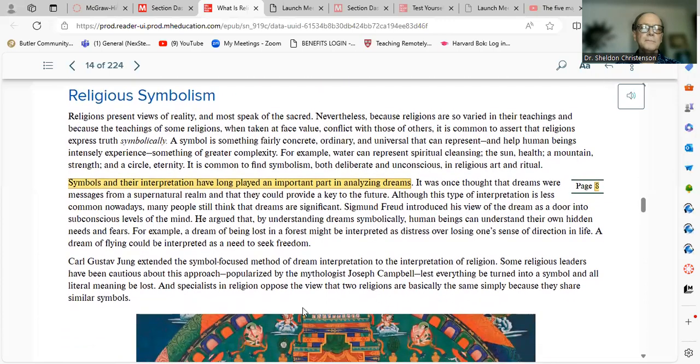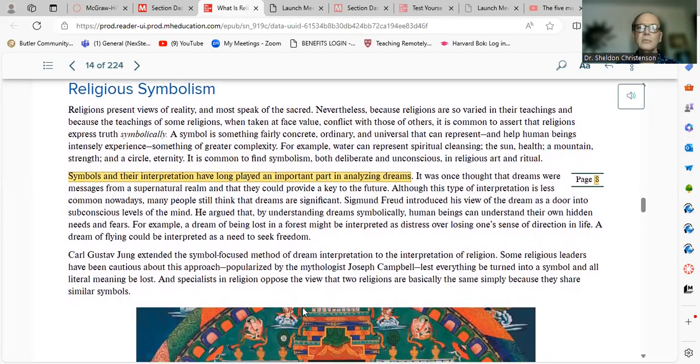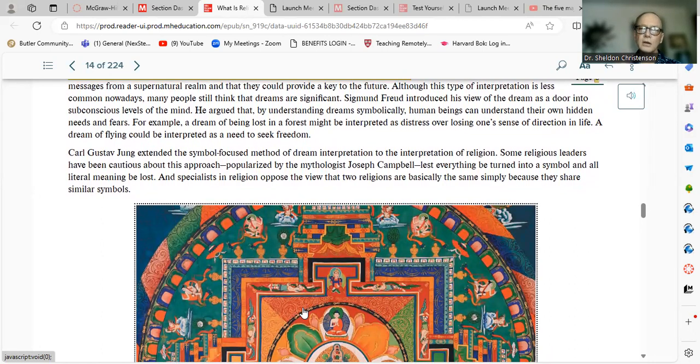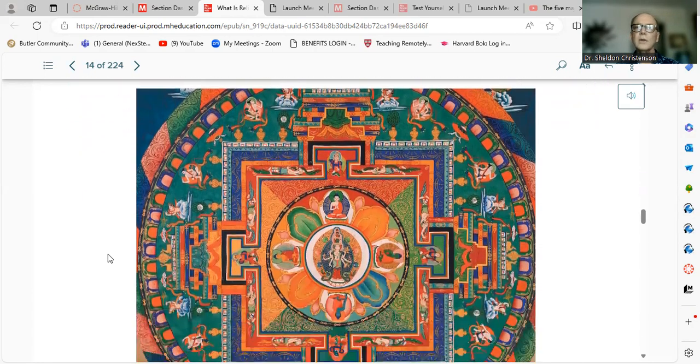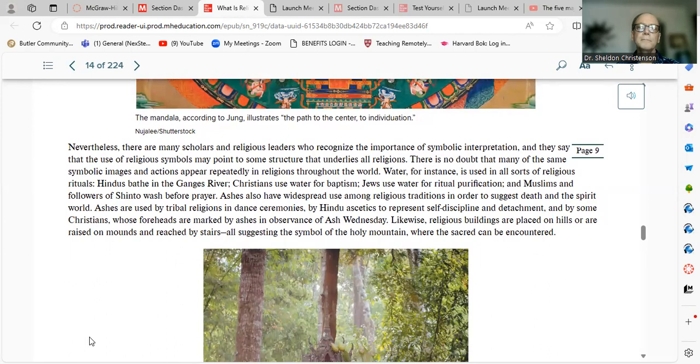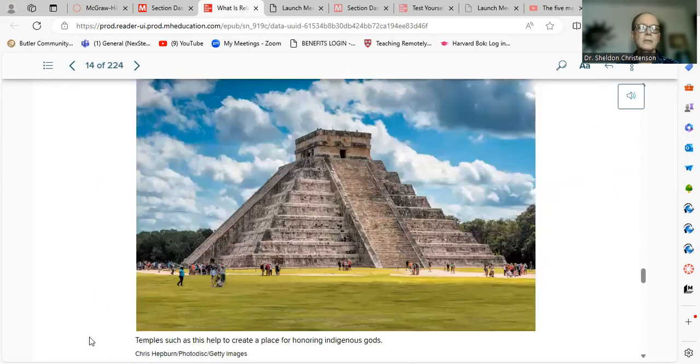Religious symbolism. Symbols and their interpretation have long played an important part in analyzing dreams. Carl Gustav Jung used tarot cards in the same way that modern psychologists would use a Rorschach test. You have a deck of cards and people pull out 3 cards from the tarot deck, take them home with them, and then come back and talk about what those cards mean to that person. Unlike when you're reading tarot cards for someone, where the cards have preset meanings, he used them the same way that we would use the Rorschach test. And you're going to read all of these things.